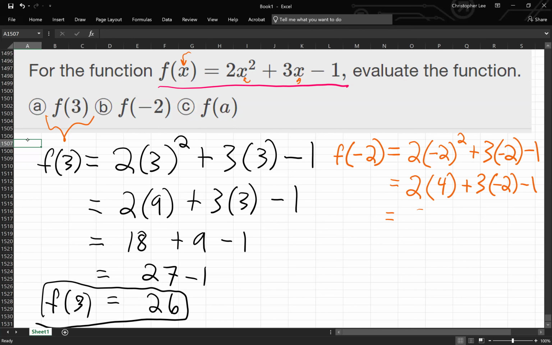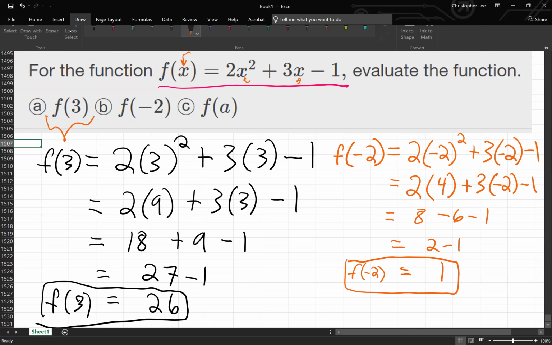So 2 times 4 we see is 8. 3 times negative 2 is negative 6, minus 1. This is what? 8 minus 6 is 2, minus 1. This is just positive 1. And that's it. Questions on this? Or does it make sense? Okay. Just plug it in. That's the secret. Just plug it in.